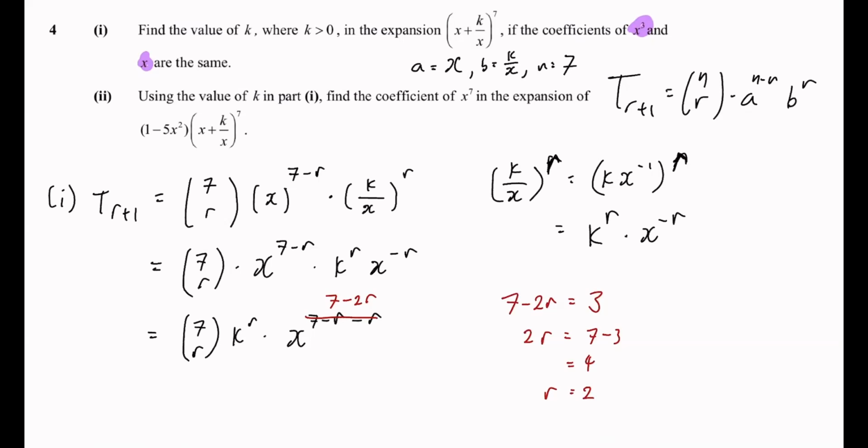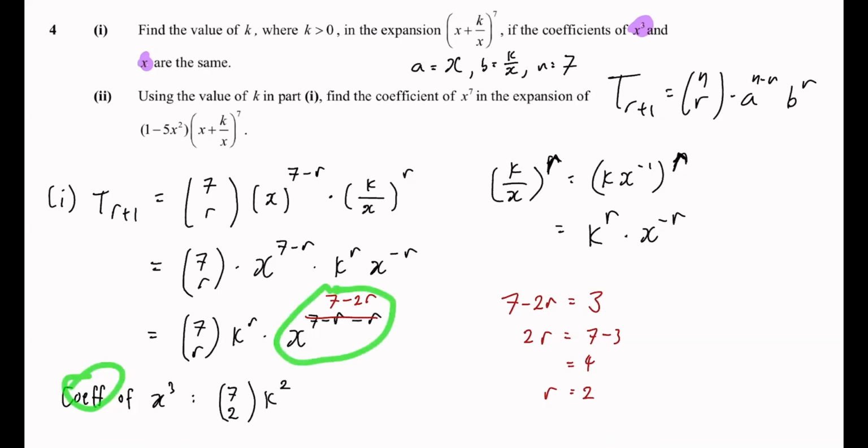So therefore, now can you tell me what's the coefficient of X cubed? Just sub R equals 2. So 7 choose 2 times K power 2. But take note, do we still need to care about the X here? No need. Don't need, so that's our answer already. 7 choose 2 times K squared.